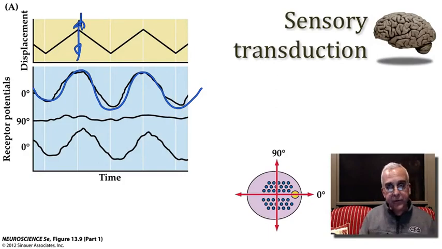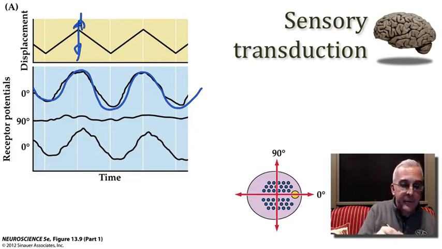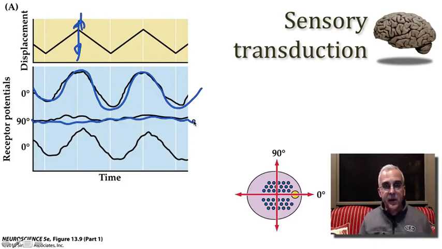And if one were to move these hair cells in the orthogonal direction, that is, rather than back and forth along the axis of shortest to longest, then what we would find is basically no change in membrane potential, because we would neither be stretching those tip links nor would we allow them to relax back.